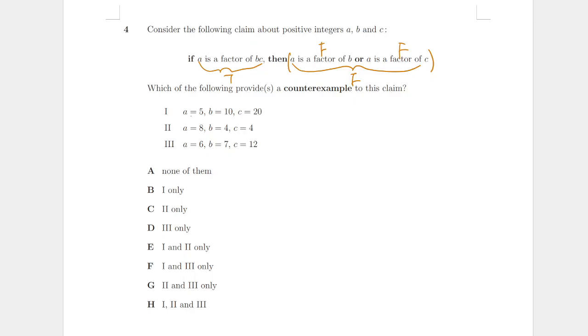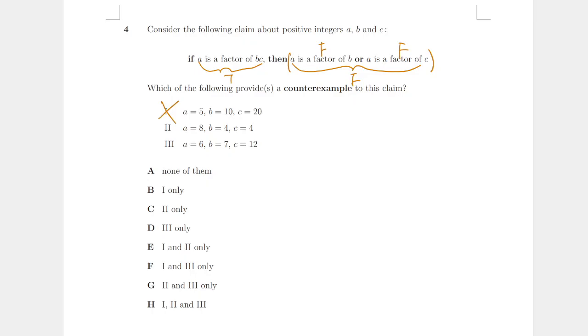All right, so let's see. Option 1. If a is a factor of bc, so what's bc? bc is 200, so 5 is a factor of 200. That's correct, so the first bit is okay. How about the second bit? Then a is a factor of b, or a is a factor of c. Well, both of them are true, right? 5 is a factor of 10, and 5 is a factor of 20. So option 1 is not a counterexample.